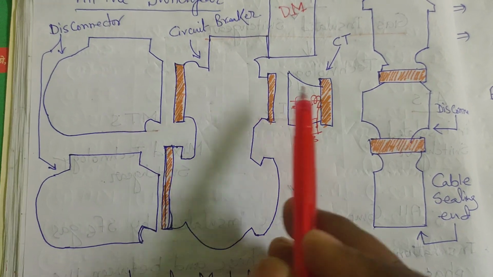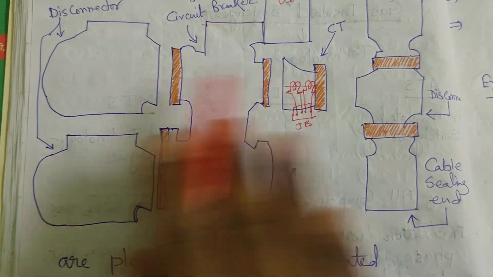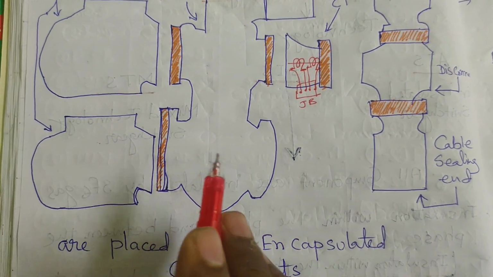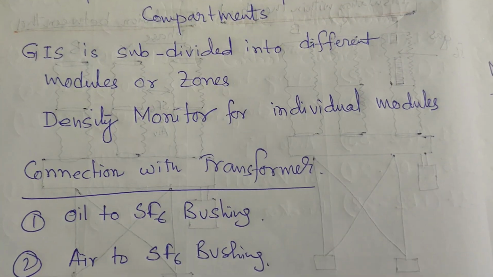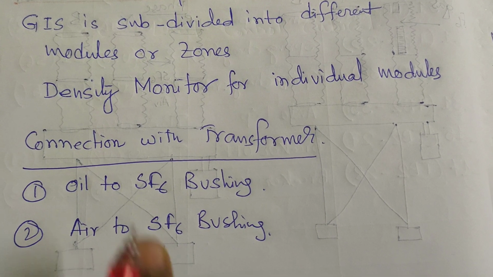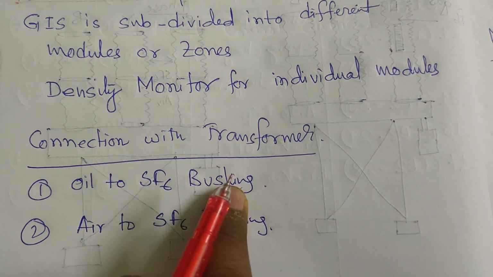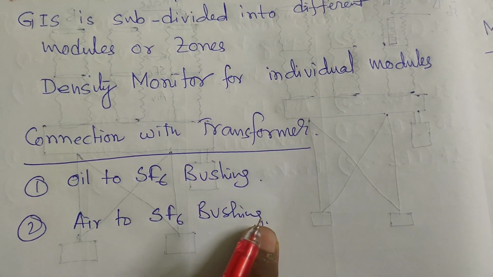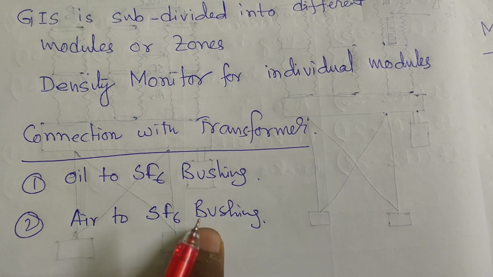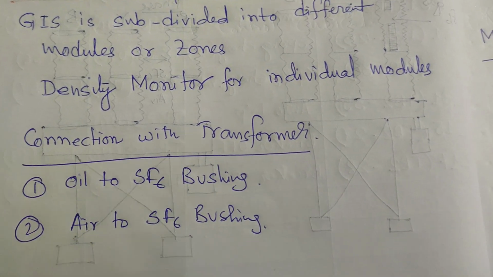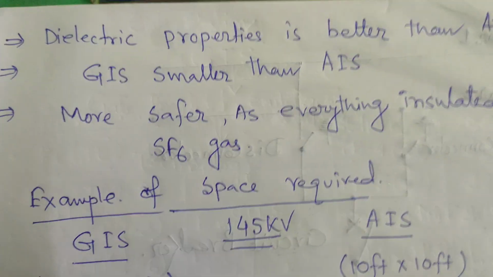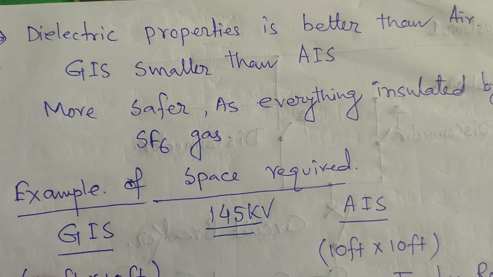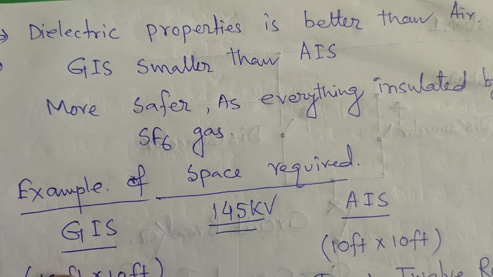This one, all are the different modules. So different zones and different modules have different density monitors for SF6 gas. Okay, the connection with the transformers: oil to SF6 bushing and air to SF6 bushing. Generally, air to SF6 bushing is used for the connection with the transformer.